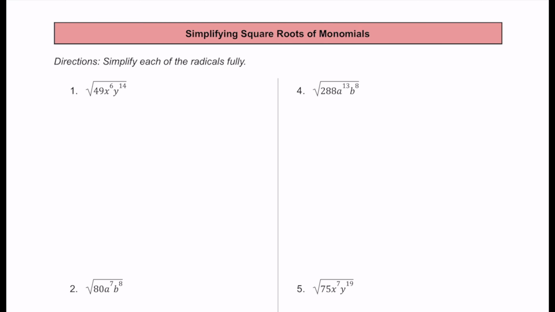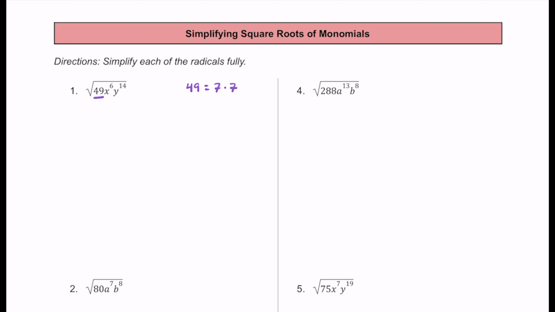Let's practice simplifying square roots of monomials together. For number 1, we have 49 times x to the 6th power times y to the 14th power. Now I think this one's a nice one to start with just because it is actually a perfect square. So 49 breaks into exactly 7 times 7.